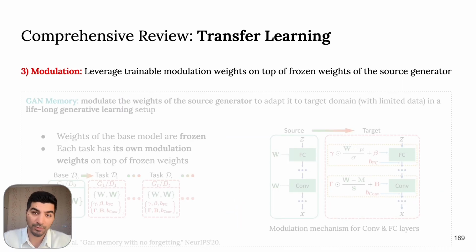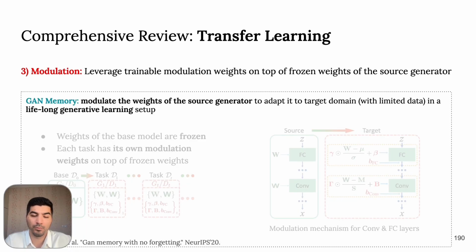Third subcategory of transfer learning are modulation approaches. Modulation approaches usually freeze the weights of the source generator and add learnable modulation weights on top of it. The first work that discovers this is GAN Memory in NeurIPS 2020. And in GAN Memory, they modulate the weights of the source generator to adapt it to the target domain. And they have a very cool setup. The setup is lifelong generative learning. I think it is one of the first works that explores this setup.